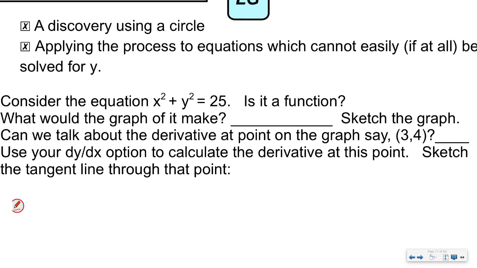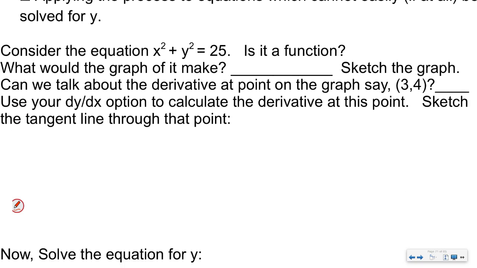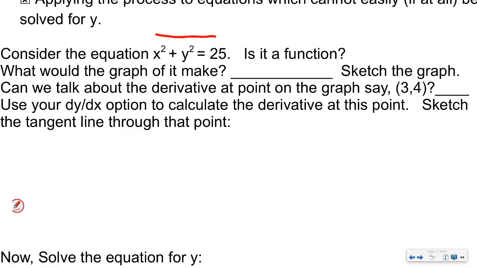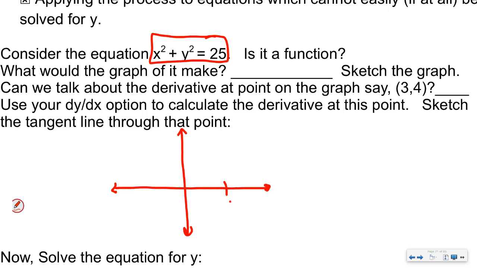So here's the deal. We're going to consider the equation x squared plus y squared equals 25. You should recognize what that will make. So before we start, what does x squared plus y squared make if you were to graph it? It's a circle, yeah. So if you didn't recognize that, you ought to. But let's put just a loose graph of that up here. It's a circle centered at the origin with a radius of 5. So go ahead and swing that around.